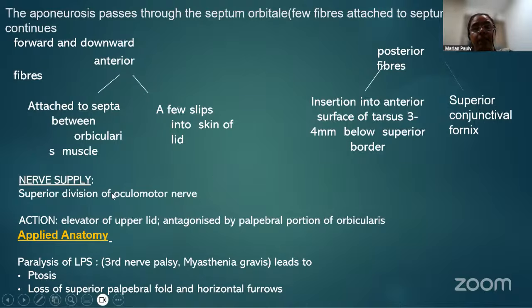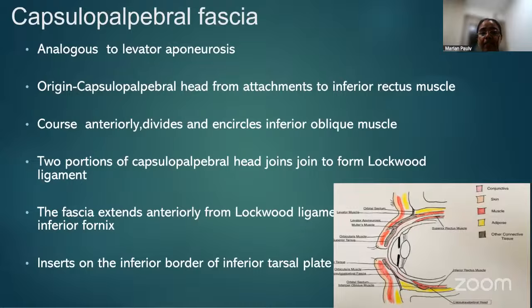The nerve supply is by the superior division of oculomotor nerve. Action is the elevator of the upper eyelid, as the name suggests, and it is antagonized by the palpebral part of orbicularis. Applied anatomy, as we know, in third nerve palsy, you can get paralysis. Similarly, in myasthenia gravis, myogenic ptosis can happen. Then in levator aponeurosis dehiscence, you can get deep superior sulcus because the aponeurosis goes deep into the orbit, detaches from the tarsus.